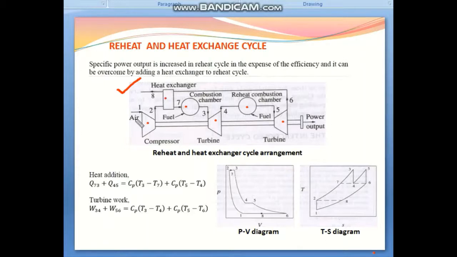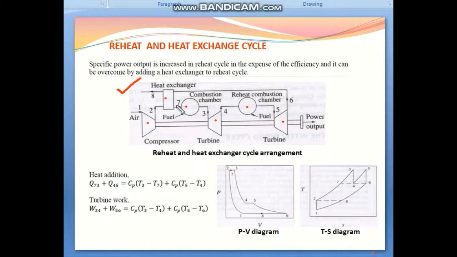The process is like this: first the air enters the combustion chamber, then it's compressed. That is 1 to 2, the adiabatic compression process, a constant entropy process, and the temperature is slightly increased here. Then the air flows to the heat exchanger. Here it gains some heat from the outlet exhaust, the product, or the flue gas.